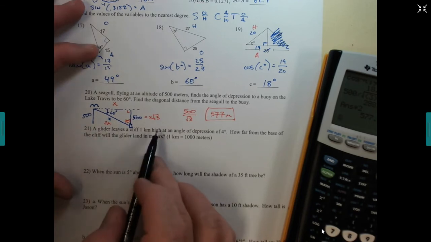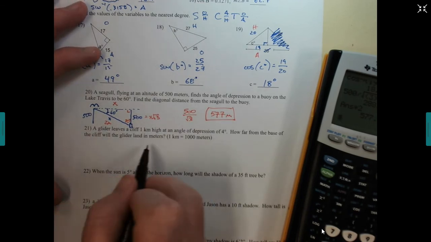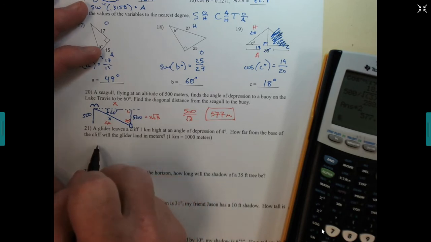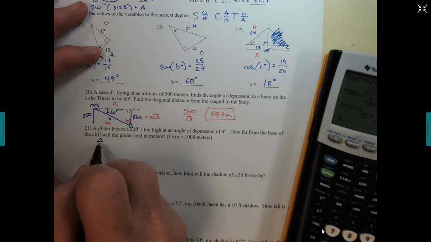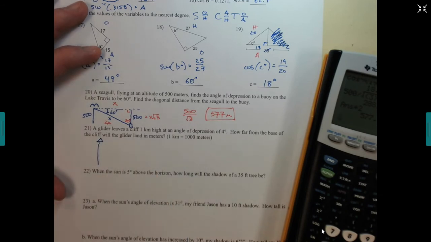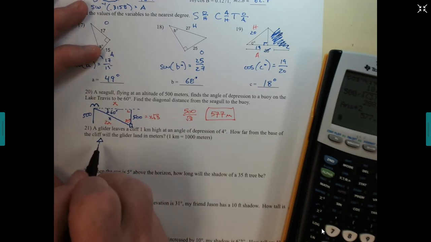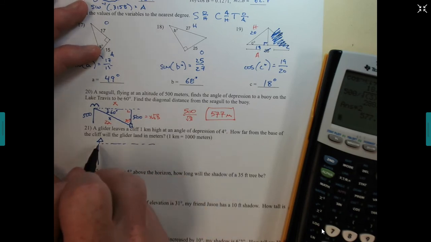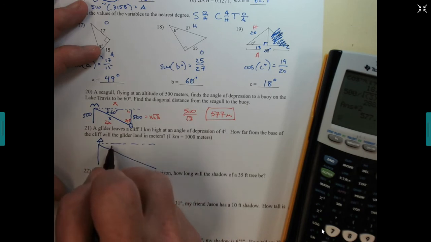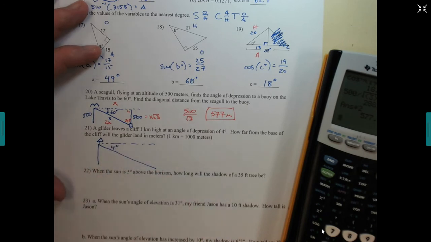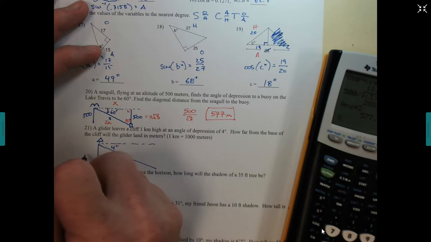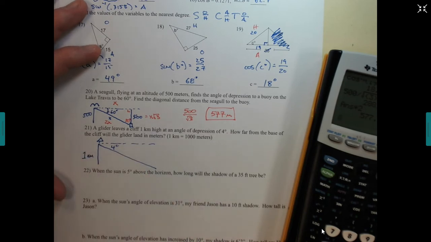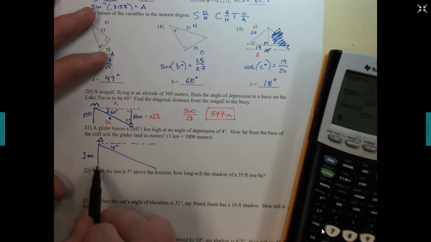A glider leaves the cliff 1 kilometer high at an angle of depression of 4 degrees. So we're kind of doing the same thing. I got some glider up here. Looks like a triangle and some guy doing something crazy. But again, angle of depression. The glider is a horizontal perspective. The angle of depression is 4 degrees. And the cliff is 1 kilometer high. How far from the base of the cliff will a glider land?